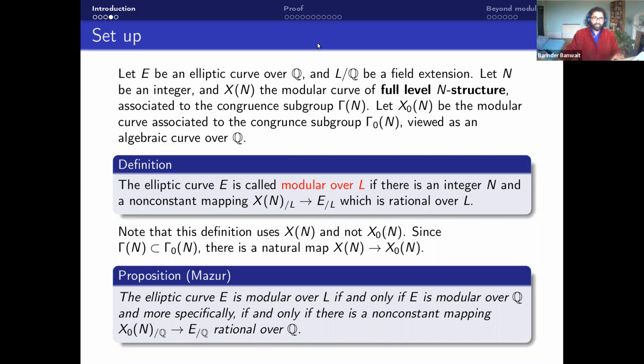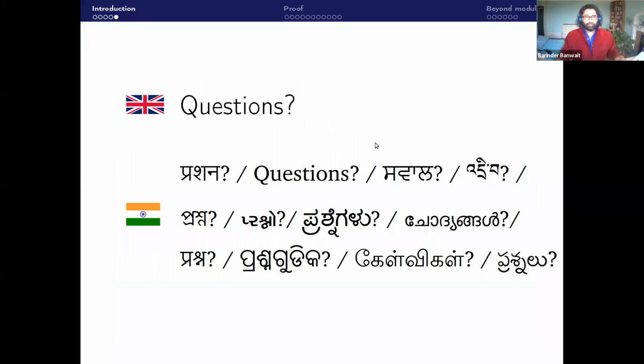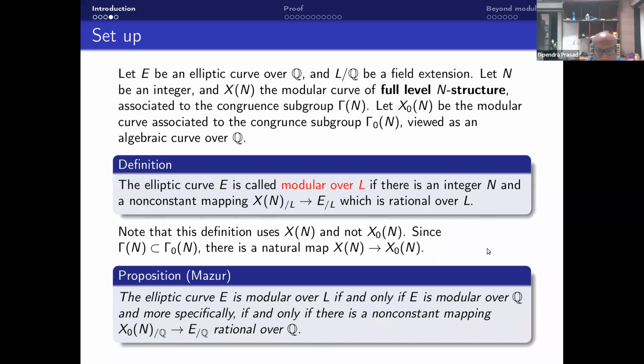But before getting into the details here, are there any questions? Can I just look at the slide again? Yeah. You said it is modular over L if there is an integer n and a non... Okay, good.